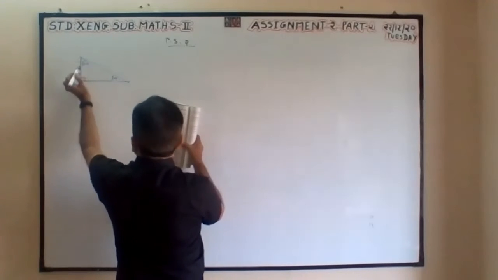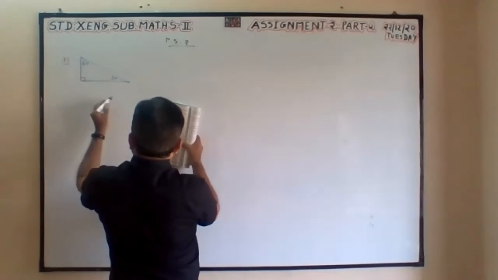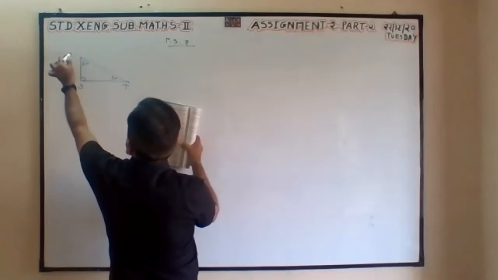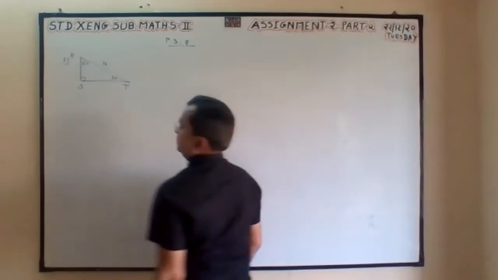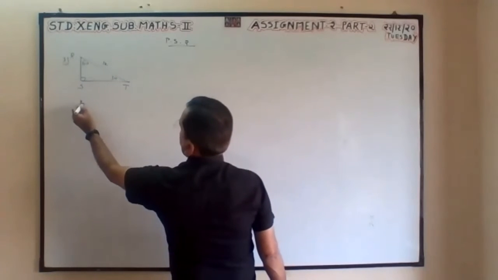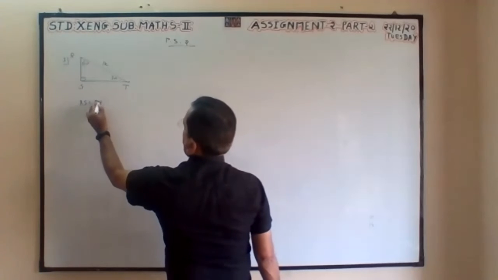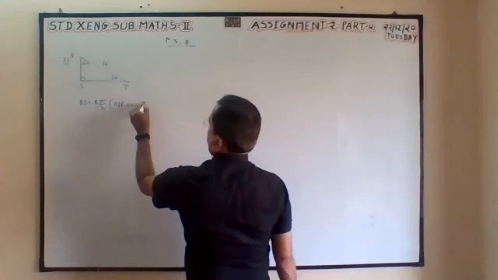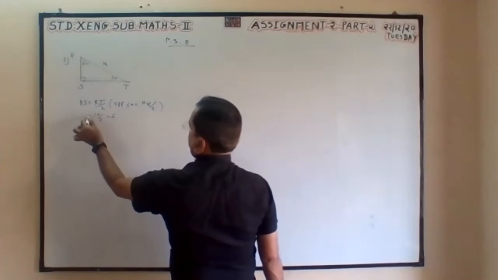30, 90, 60. 30 is T, 90 is S, RST. RT is 12. Now from that, RS is equal to RT by 2. Opposite to 30 is hypotenuse by 2. So 12 by 2 is equal to 6.